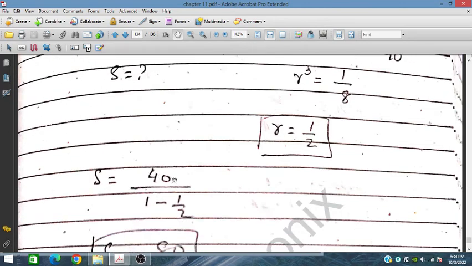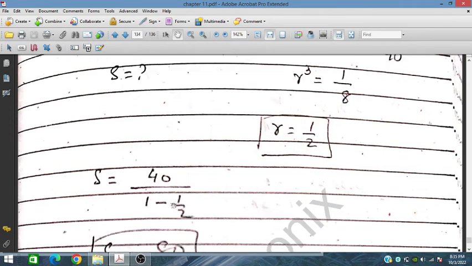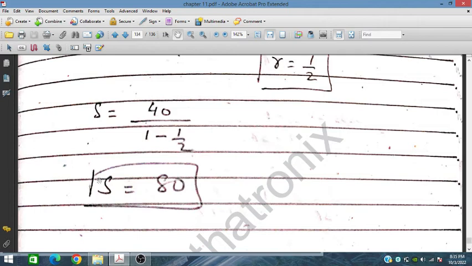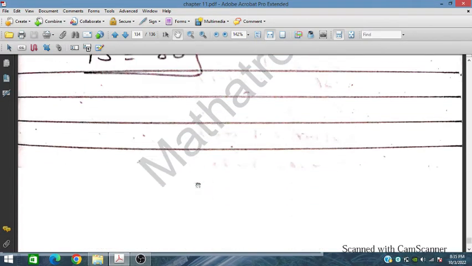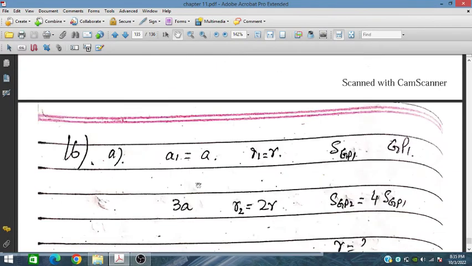So in place of this, a is 40 and 1 minus r is half. So we'll place this half here. So the sum to infinity is obtained as 80. So this is solved. Similarly, we can solve other problems.